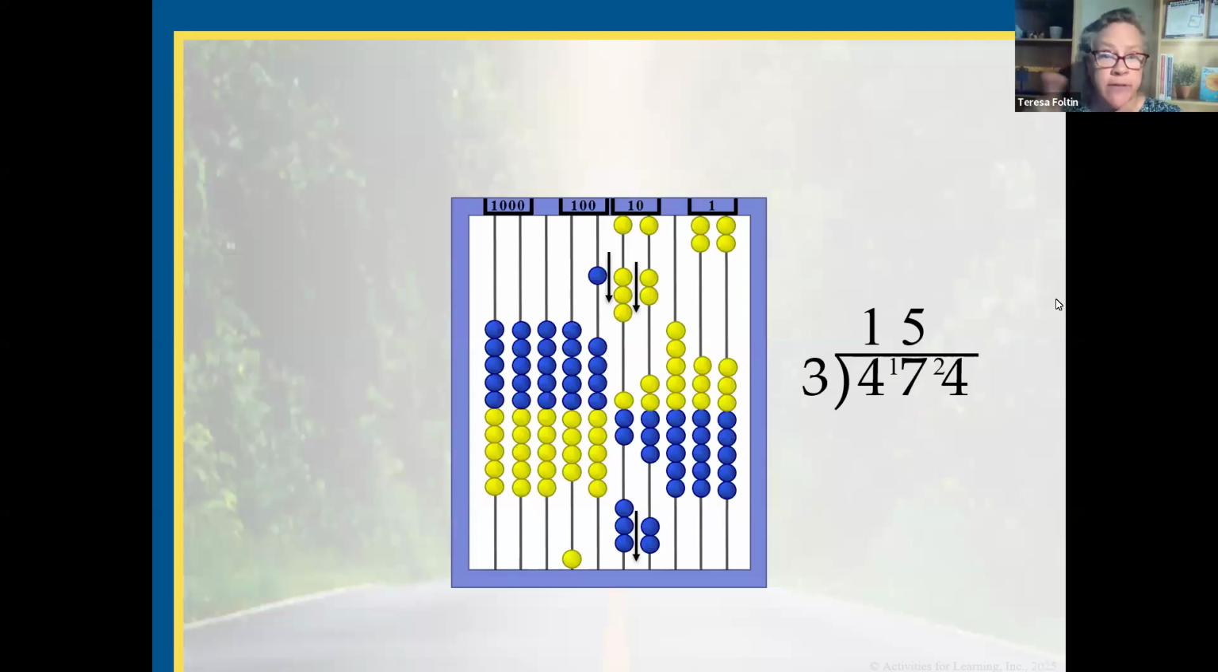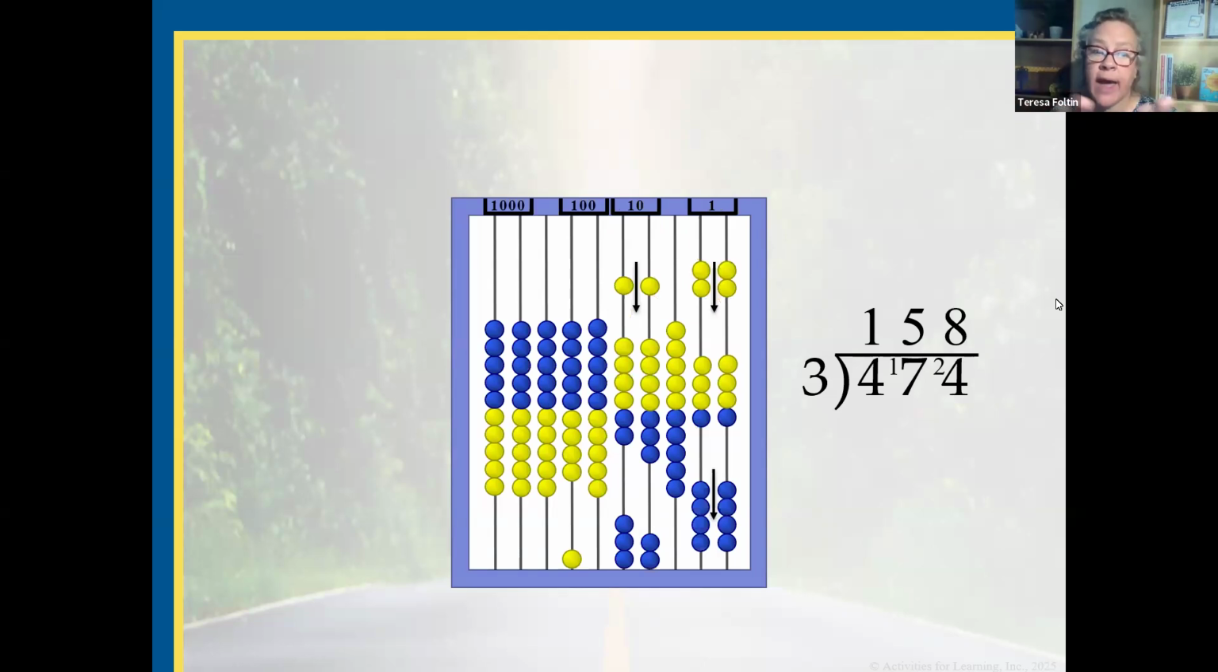I write the 5 above the 7 and I notice that I have 2 yellow beads in the tens column left over. That's my remainder, right? So now I write the 2 representing the 210 next to the 4. Okay, now you can see I'm moving those beads, the 210 4 from the top. I'm asking myself, how many times does 3 go into 24? It goes in 8 times. So I pull those 2 10s and 4 1s down and I enter 8 blue beads at the bottom.